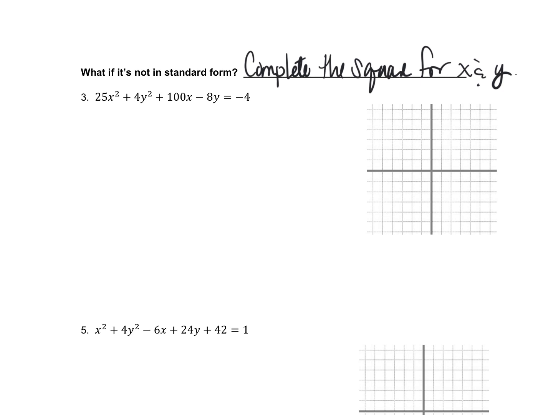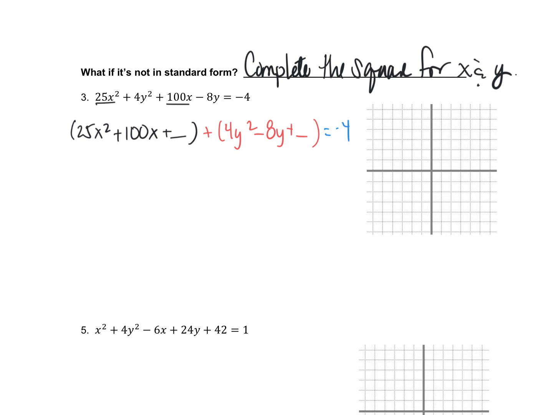Okay, same thing. We're going to group together. So we're going to put x's together and our y's together. So I'm going to move things around. So I have an x here and x here. So I will do 25x squared plus 100x. And then I'm going to put my y's together. And we already have a -4 over there, so we're good. So it's already moved over.